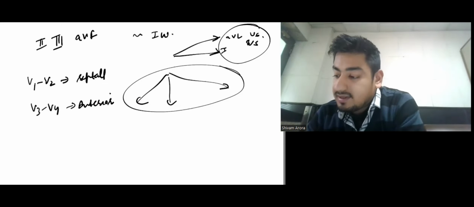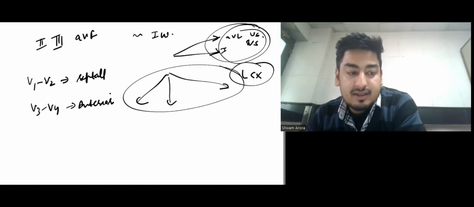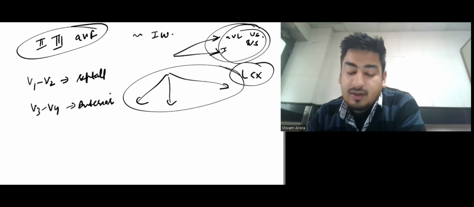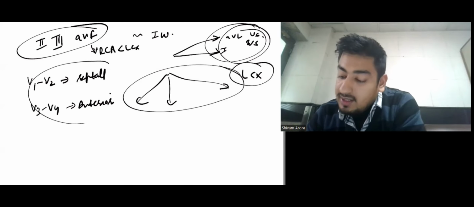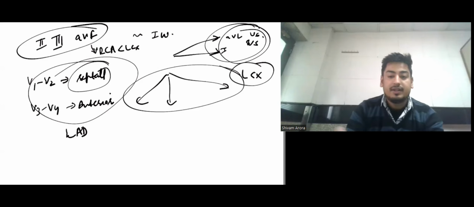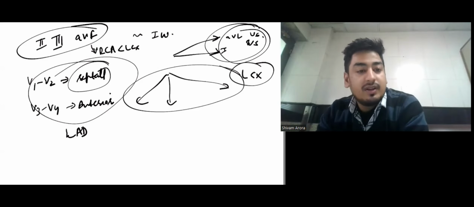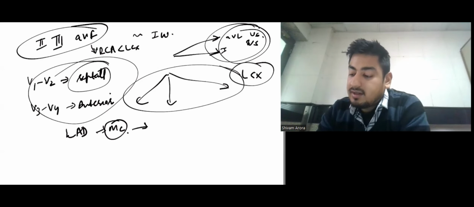Okay, again the vessel. So in the lateral wall, mostly the vessel involved is LCX, the left circumflex. In the inferior wall, the vessel mostly involved is RCA, but sometimes it can again be LCX. In the anterior wall or septal, the vessel involved is LAD, the left anterior descending artery. And the most common vessel involved in STEMI is LAD. That's why it is also known as the widowmaker vessel.